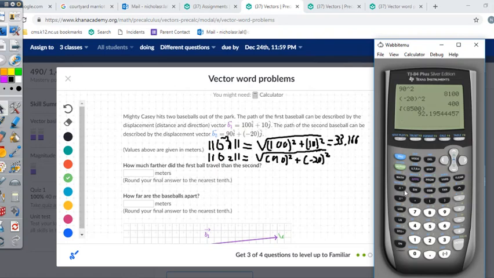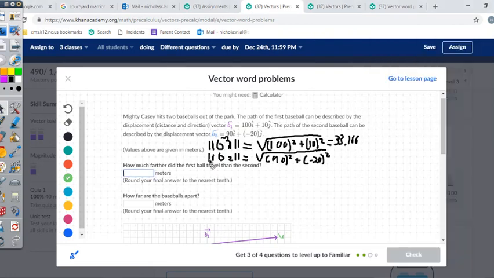All right, and 100 squared is 10,000, and 10 squared is 100. That's taking the square root of 10,100, which is 100.498, minus 92.195. So it's going to be 8.3.